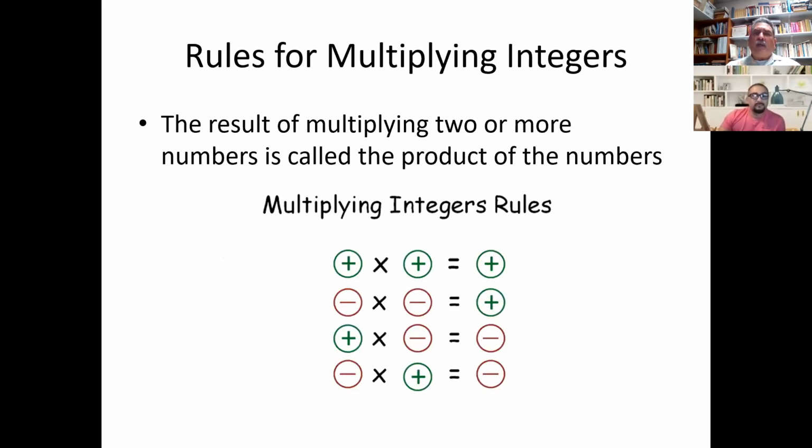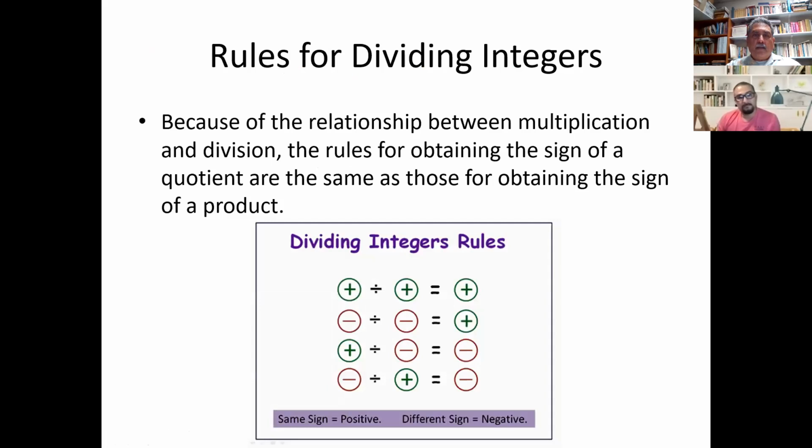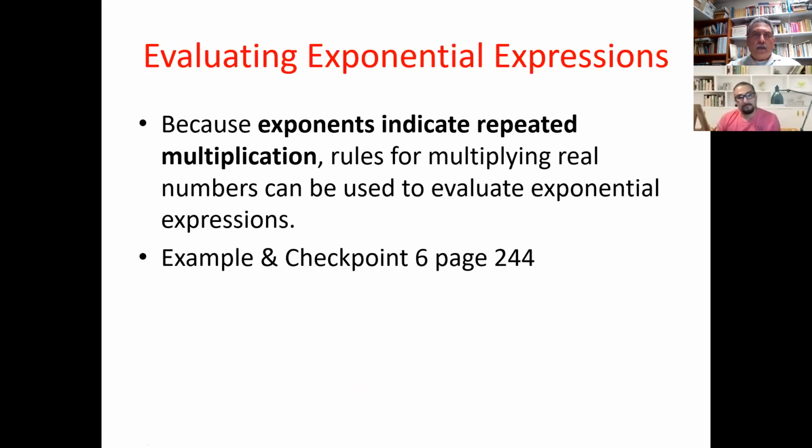Now, the rules for multiplication and division of integers are very simple. If they have the same signs, whether you multiply or divide, the product is always positive. If they have different signs, whether you multiply or divide, the product is always negative, as you can see here.